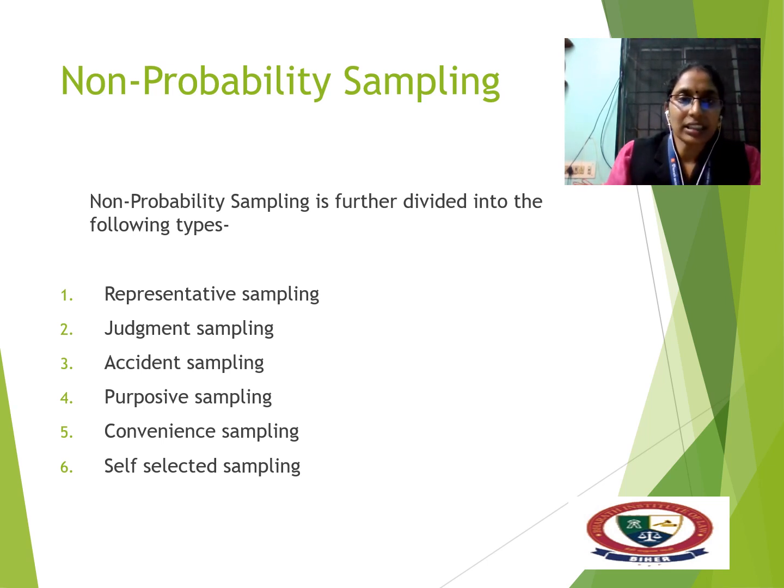Convenience sampling is another type of non-probability sampling. The sample is selected according to the convenience of the investigator. Self-selected sampling is also another type. Selection of the sample is made among the samples that were selected.